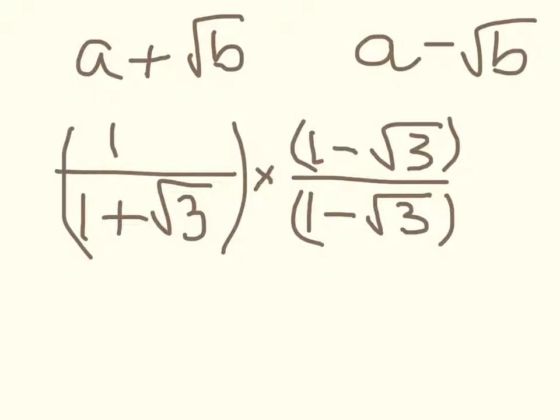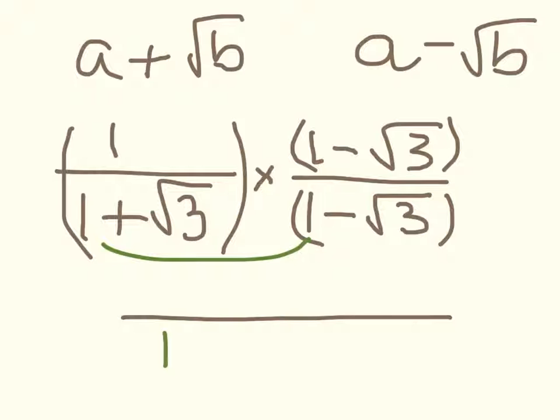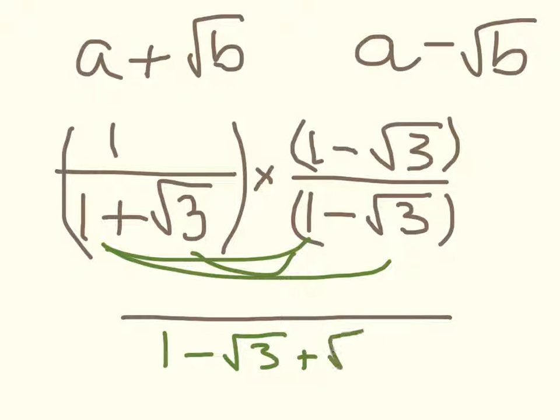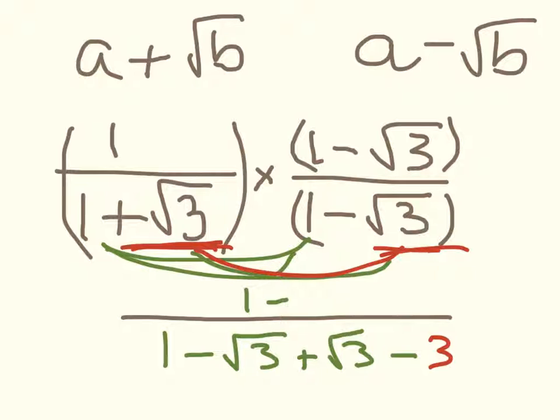What's going to happen in the denominator? Well, we'll just do FOIL as usual. So the 1 times 1 gives me 1, minus root 3 plus root 3, minus 3. And in the numerator, in this case, it's very easy. It's just 1 minus root 3. Okay, make sure that you're writing this down and following along as I go.